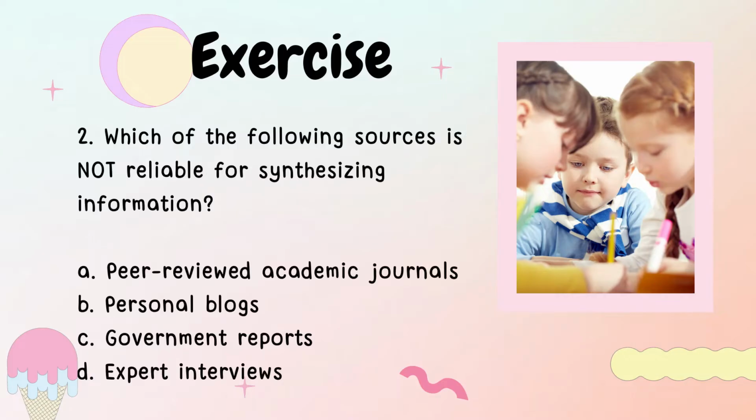Moving on to question number 2. Which of the following sources is not reliable for synthesizing information? A. Peer-reviewed academic journals. B. Personal blogs. C. Government reports. D. Expert interviews.